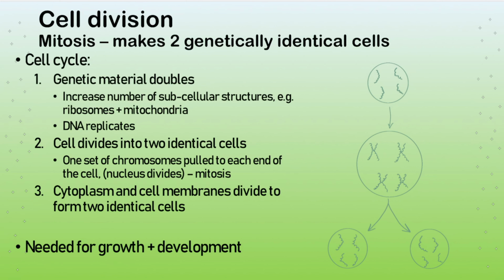The cell then divides into two identical cells, and to do that, one set of chromosomes is pulled to each end of the cell. So if you imagine here, we have our chromosomes divided, 4 on the bottom and 4 on the top.